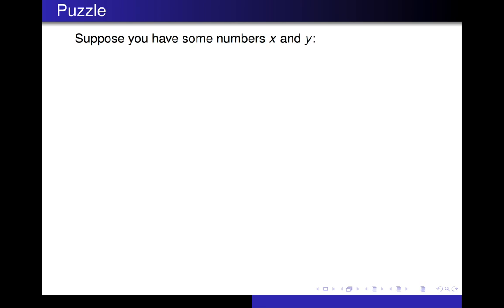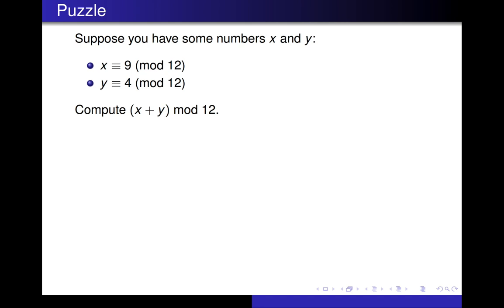So let's do a puzzle first before we go into those general principles. Let's say I tell you that you have some numbers x and y. I'm not going to tell you what those numbers are, but I am going to tell you that x is congruent to 9 mod 12. I'm also going to tell you that y is congruent to 4 mod 12. And then what I want to do is figure out what is x plus y mod 12. Now this may seem like a really unfair problem because I didn't tell you what x and y are, but it turns out I did give you enough information to actually figure out what x plus y mod 12 is. Let's give it a go.